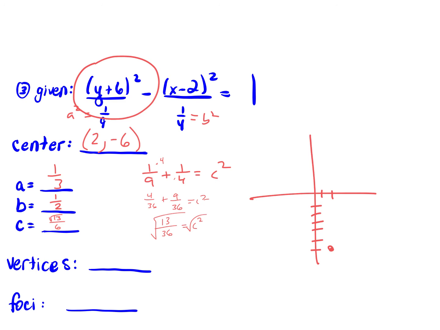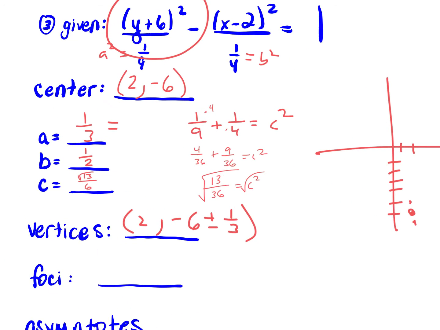1/3. Remember, a is the distance from the center to the vertices. So I'm moving up 1/3 and down 1/3, so it's the y that's changing because I'm going up and down. So I have 2 comma, I'm going to say -6 plus or minus 1/3. Again, it's multiple choice, so just look at your answer choices. If it doesn't look like this, you may actually have to add -6 plus 1/3.